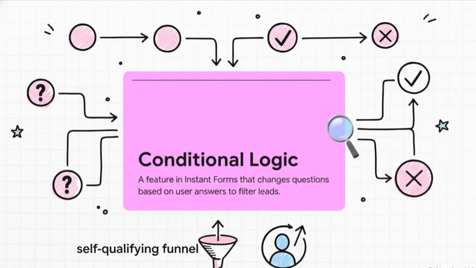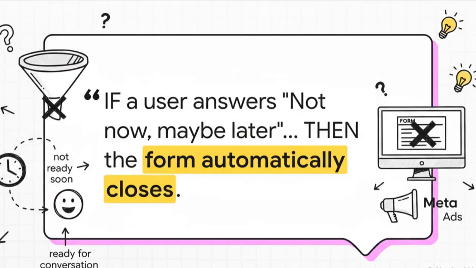The solution is this really smart feature inside Instant Forms called conditional logic. It actually lets your form change on the fly based on how people answer questions. It's like having a bouncer for your lead form, only letting the good ones through. And this example shows you exactly how powerful it is. If someone says they're not ready to buy anytime soon, you can just set a rule to end the form right there. Boom, you stop wasting their time, and, way more importantly, you make sure your sales team only gets leads from people who are actually ready to have a conversation.